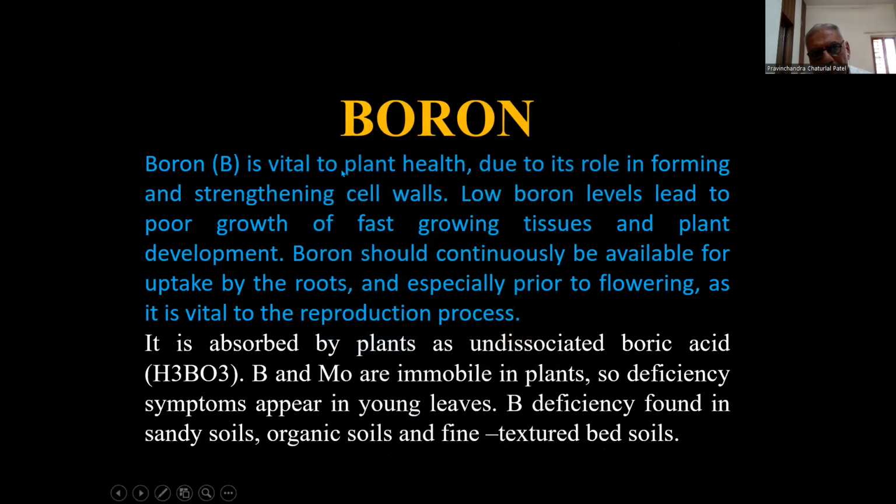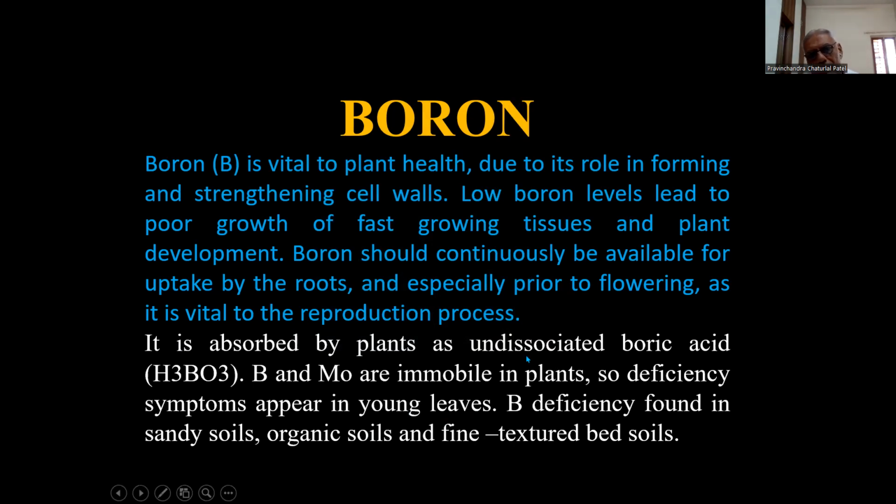Boron is vital to plant health due to its role in forming and strengthening the cell wall. Low boron levels lead to poor plant growth, stunted growth of fast-growing tissue, and impaired plant development. Boron should continuously be available for uptake by the roots, especially prior to flowering, as it is vital to the reproduction process. So, during the flowering stage, boron is required, and it should be available continuously to the root.